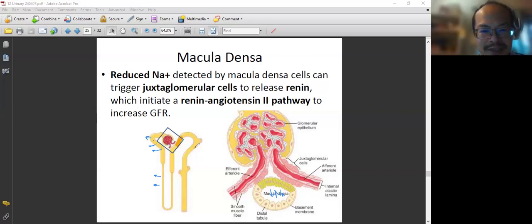The next step is the collecting tubule, collecting ducts. So why is that important? Why do we need to care about the collecting tubule? Let me close this one. Clear all.